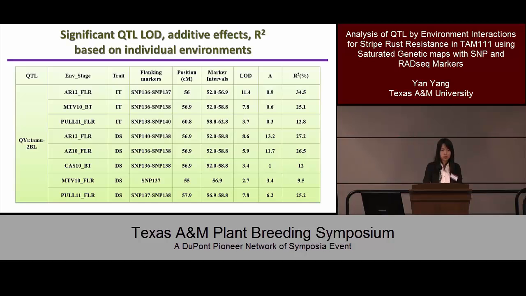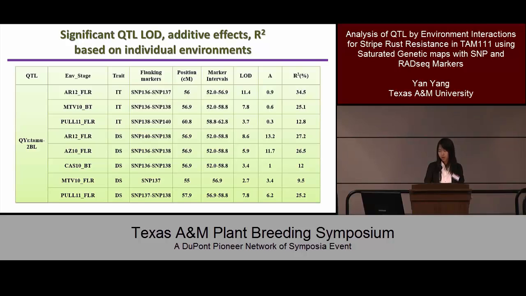When we use individual environment analysis, we come out with these tables, and here I present a major QTL found on chromosome 2BL, and it's very consistent across different environments. For the trait infection type, it shows in 3 out of 5 environments, but for the trait disease severity, it shows in 5 out of 8 environments.